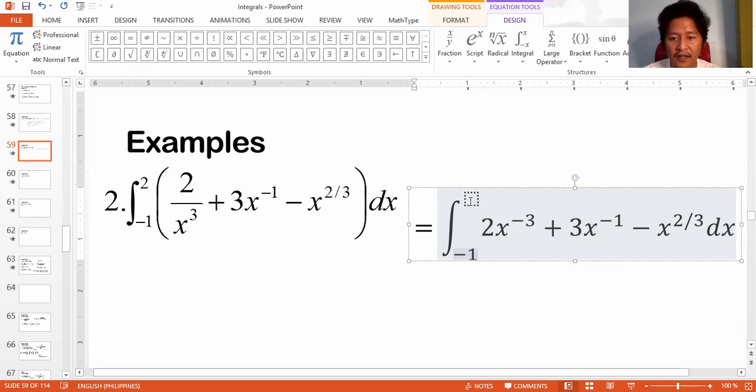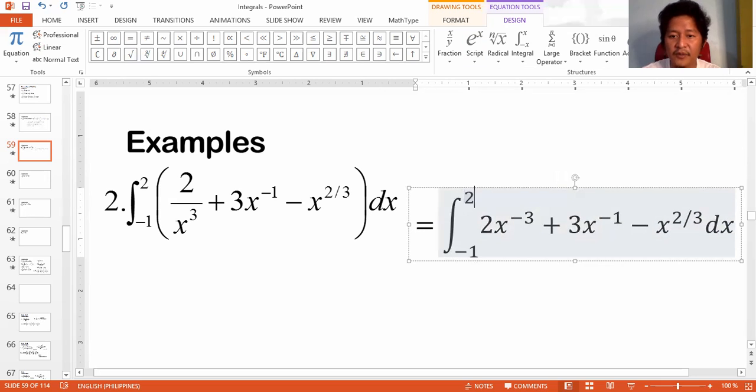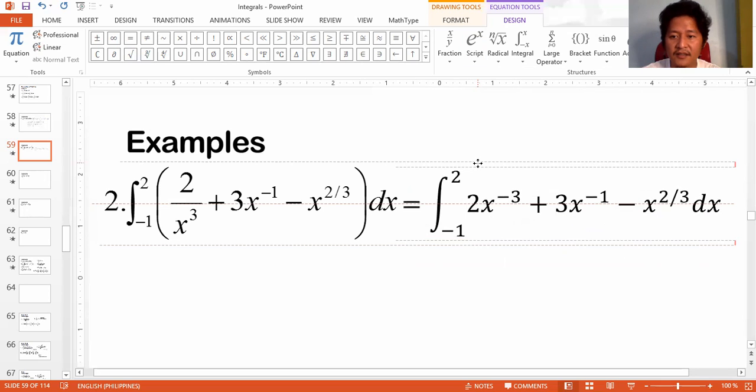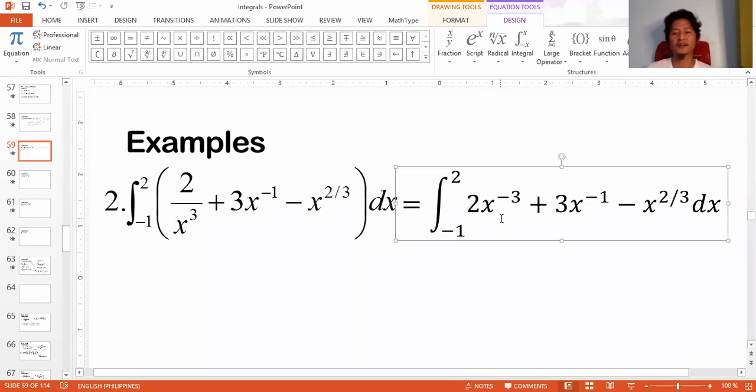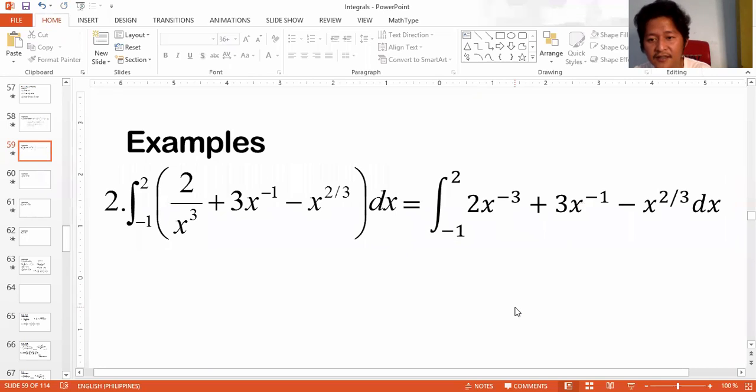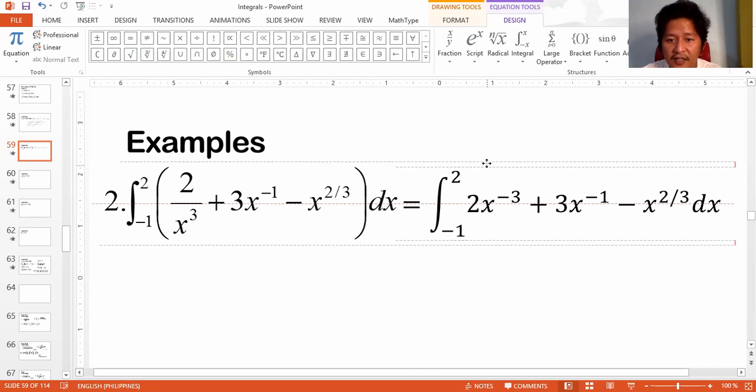Hindi ata pwede ito. Anyway, for the purpose of discussion, let's just do this. Magsi-0 pala, it will be undefined on the function. Okay. Anyway, for purpose of discussion, let's just do this. Okay, so now we are ready to take down the integral.